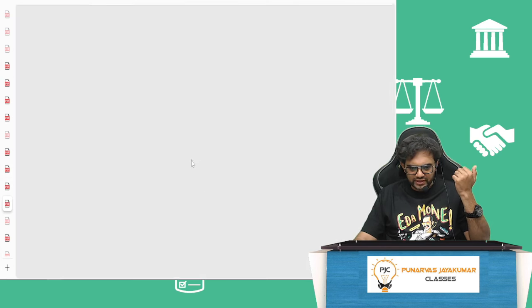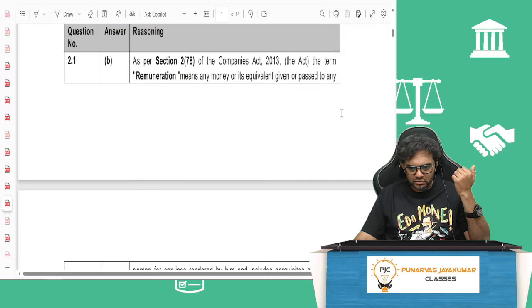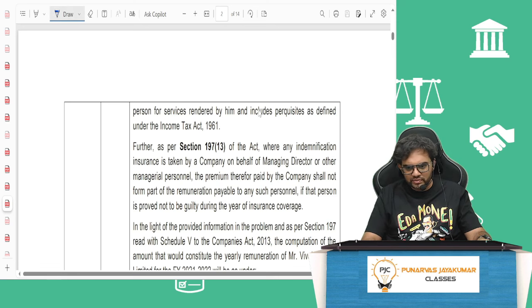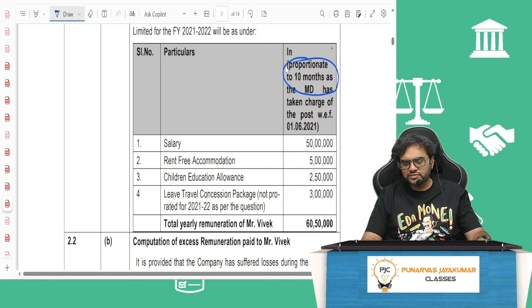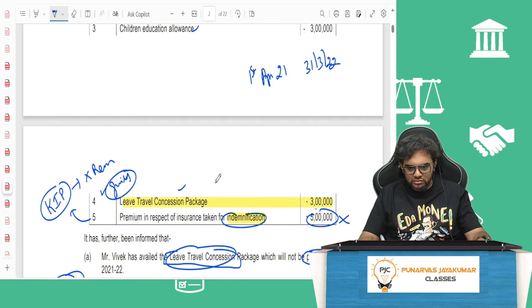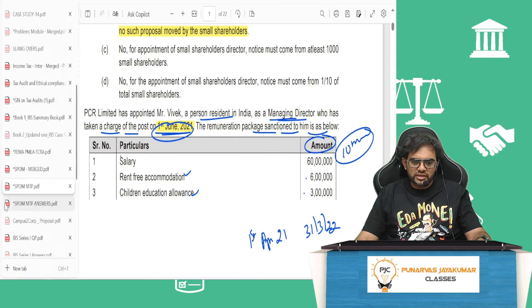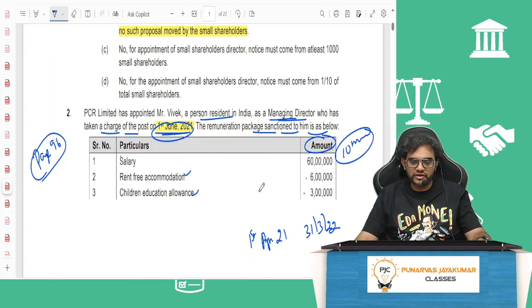So let us see the answer, how they have calculated, just to understand. As per Section 2(78), remuneration means any money or equivalent cost along with all the perquisites. Indemnification one we have seen. So if you see Schedule 5, you should proportionate it to 10 months, my dear friends. So salary 60 lakh into 10 by 12, rent free accommodation, education allowance, this alone, three lakh should not be prorated. So how much will it come into 10 by 12 if you do? 50 lakh, 5 lakh, 2 lakh 50, 3 lakh. 60 lakh 50,000 is the total yearly remuneration, assuming it's a profit making company.